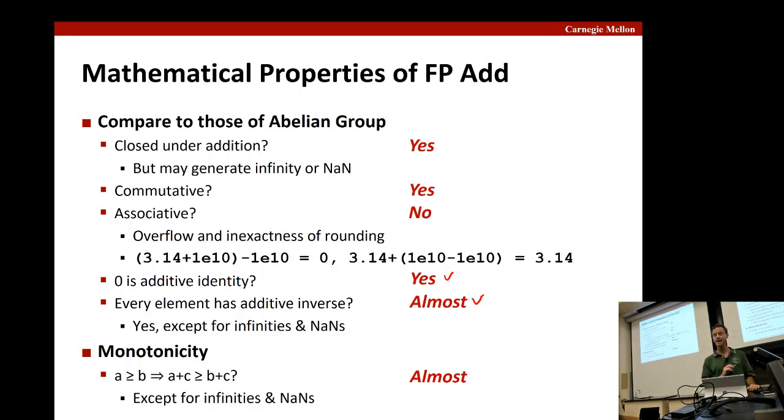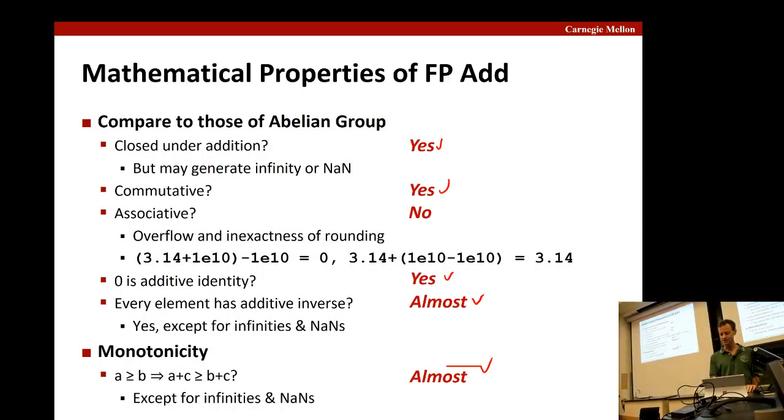Monotonicity says that if A is greater than or equal to B, and we add the same quantity to both sides, the first side is still greater than or equal to the second side. And again, that turns out to be true, except for the special cases of infinities and NaNs. Okay? So you can see that 5 of these 6 properties that we'd like to see in any representation of numbers hold just fine. And so that's one of the very nice things about the standard.